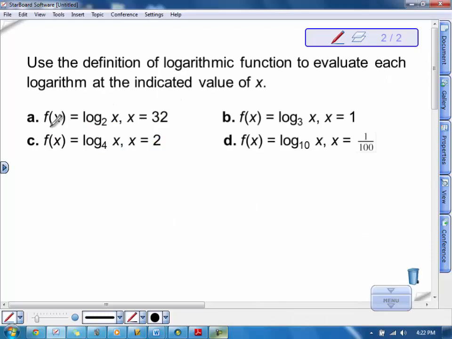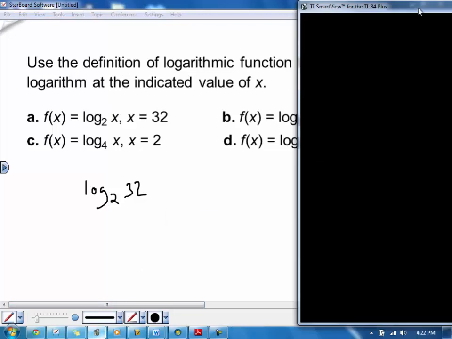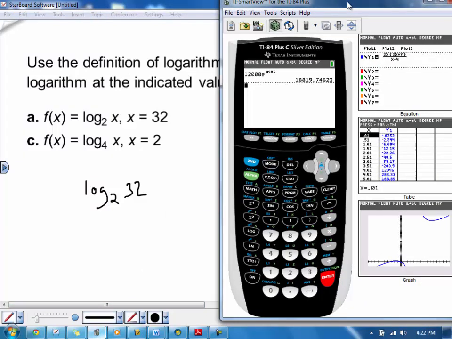Let's try some examples then. This says f of x equals log base 2 of x, where x is 32. So all it wants us to do is do log base 2 of 32. Now, we can do this in the calculator if you have the new software. The calculator will do it. If you have the old software, I'll show you how to use the change of base soon to evaluate this problem.